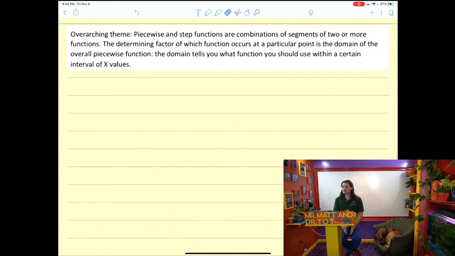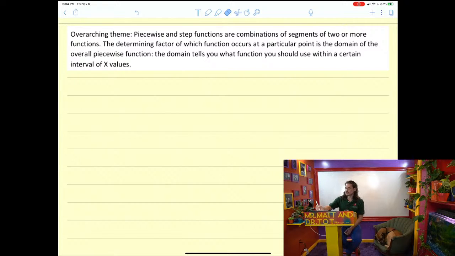So again, the overarching theme here, piecewise and step functions. Step functions are, when they're horizontal, we'll look at that, they look like little staircases, or the function overall looks like a staircase, but they're horizontal segments that are restricted over different domains. Piecewise and step functions are combinations of segments of 2 or more functions. The determining factor of which function occurs at a particular point is the domain of the overall piecewise function. The domain tells you what function you should use within a certain interval of x values.